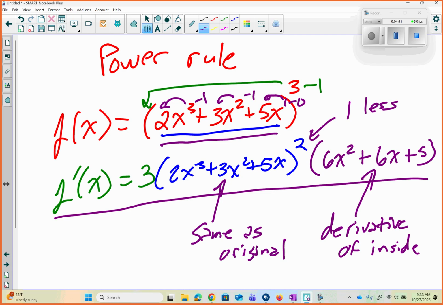Okay, so that's the power rule. So if you have something in parentheses and it's raised to a power, bring that power down front, and when you're doing the derivative, bring what's in the parentheses down, the original, but be sure you've lowered the exponent by 1, and then take the derivative of the inside.